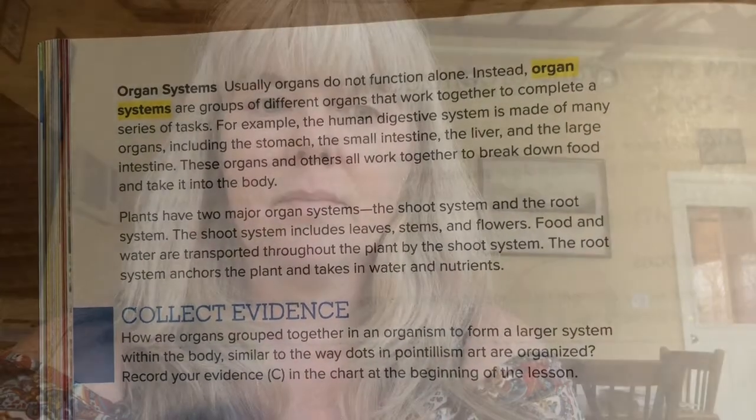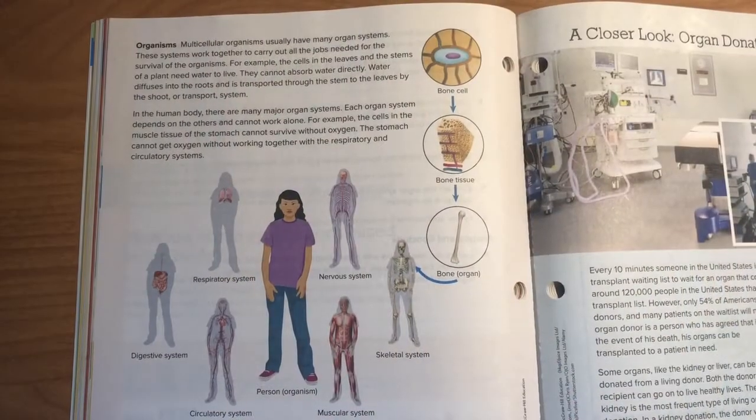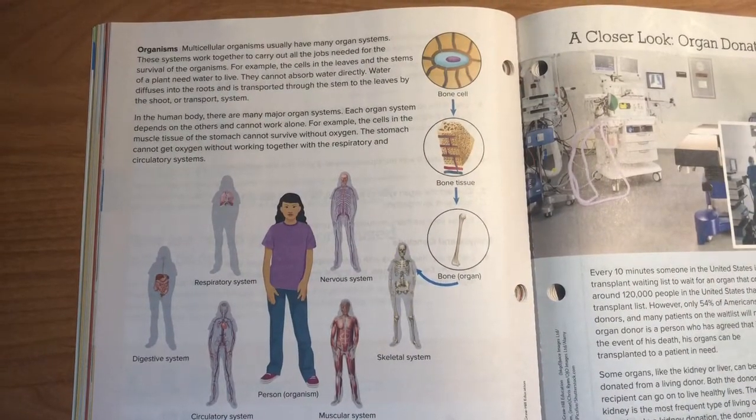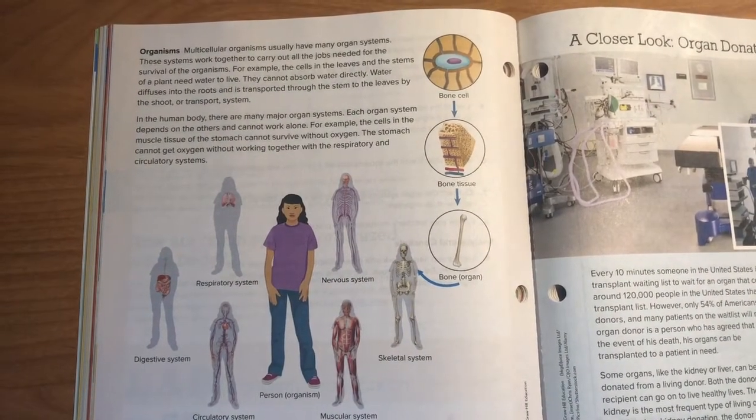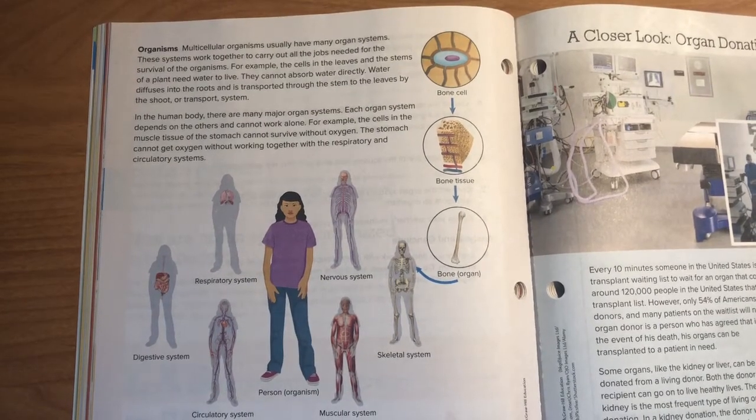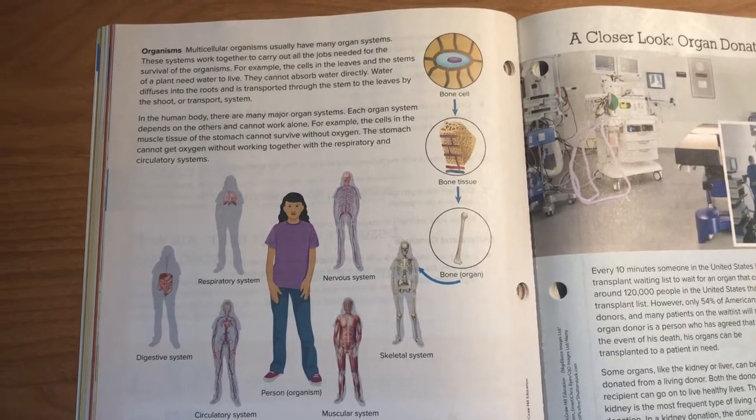So how are organ systems organized in the body? In a multicellular organism, similar cells work together and make a tissue. Tissues are organized into organs, and organs are organized into organ systems, which work together to keep an organism functioning. Organisms. Multicellular organisms usually have many organ systems. These systems work together to carry out all the jobs needed for the survival of the organisms.